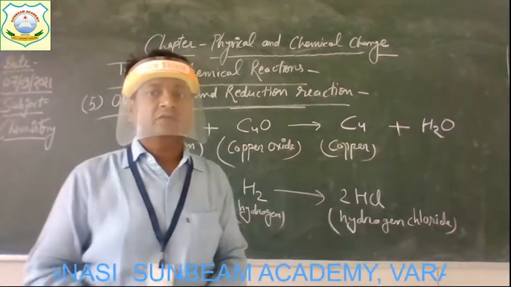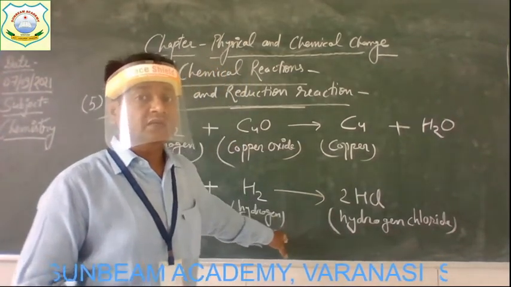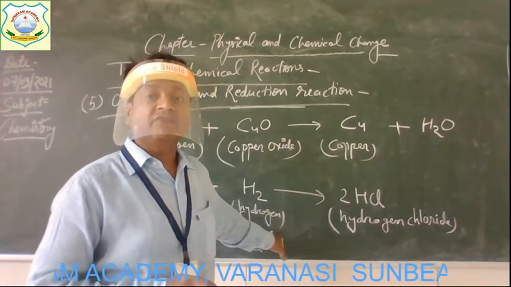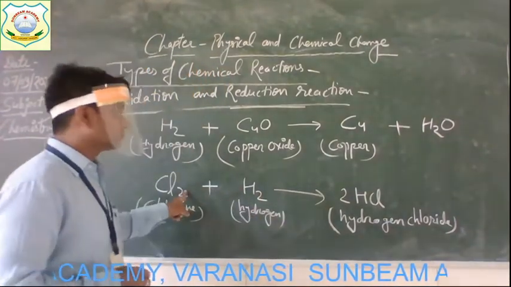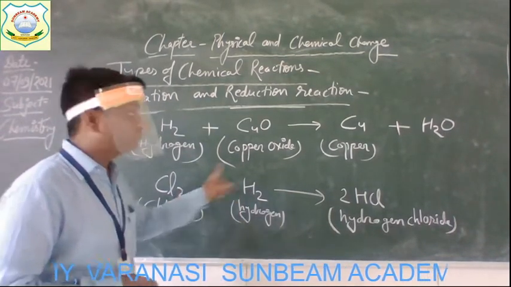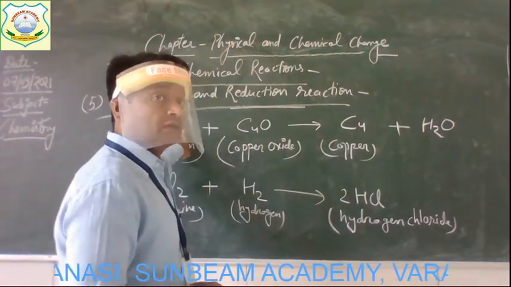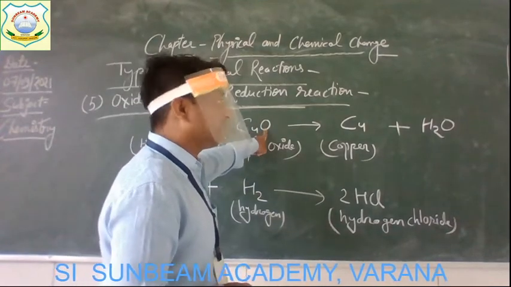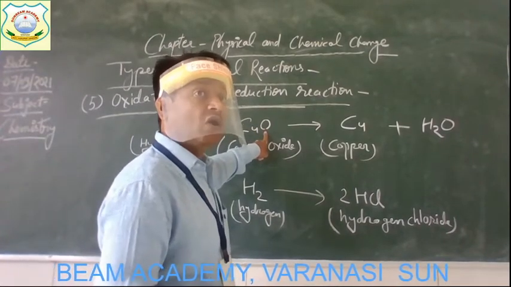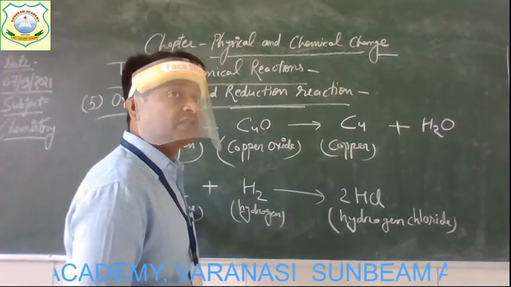Hydrogen chloride forms. So chlorine is said to be what? It has reduced the hydrogen chloride by gain of hydrogen. Hydrogen is going to add with chlorine to form hydrogen chloride. Here also the hydrogen gets added and oxygen gets removed. Hydrogen has removed the oxygen, and here hydrogen is going to add with chlorine.